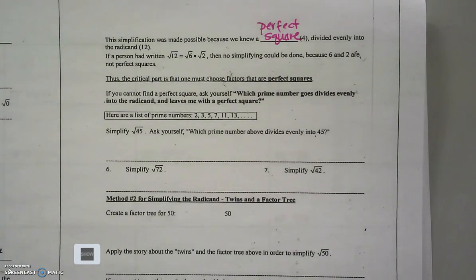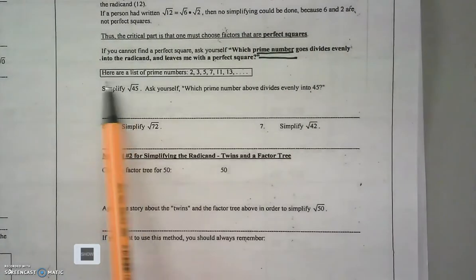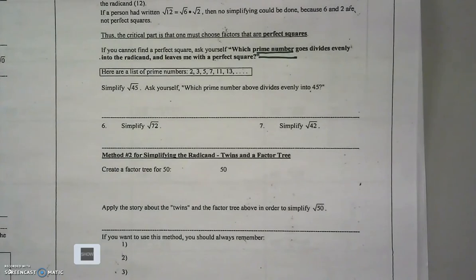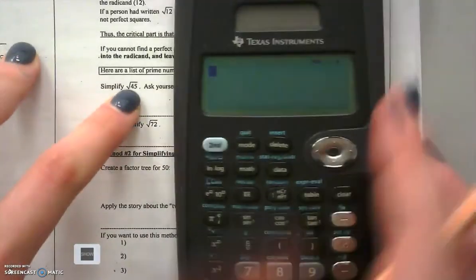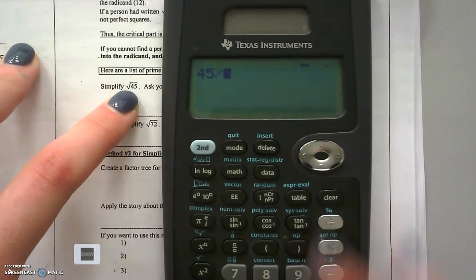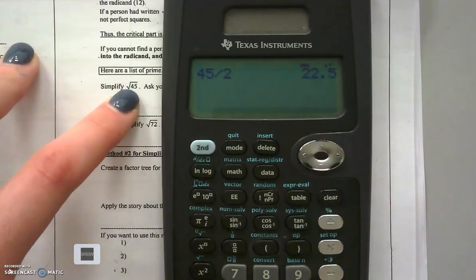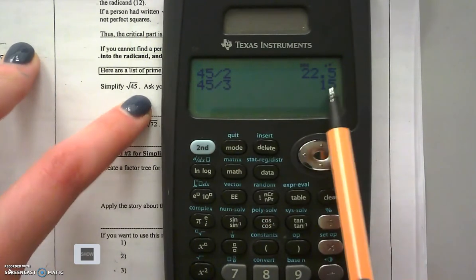Well, Ms. Walsh, what if I can't remember all of my perfect squares? Well, you do need to memorize them. But the fastest way to know that you have the absolute perfect thing is to start dividing by your prime numbers. Your prime numbers are things that are just multiplied by 1 and itself. So I started a list off here for you. For example, I'm going to take my calculator and start dividing. I'm going to take 45 and divide it by 2. Decimals don't work. So now I'm going to take 45 and divide it by 3. Well, that went in evenly, but is 15 perfect?